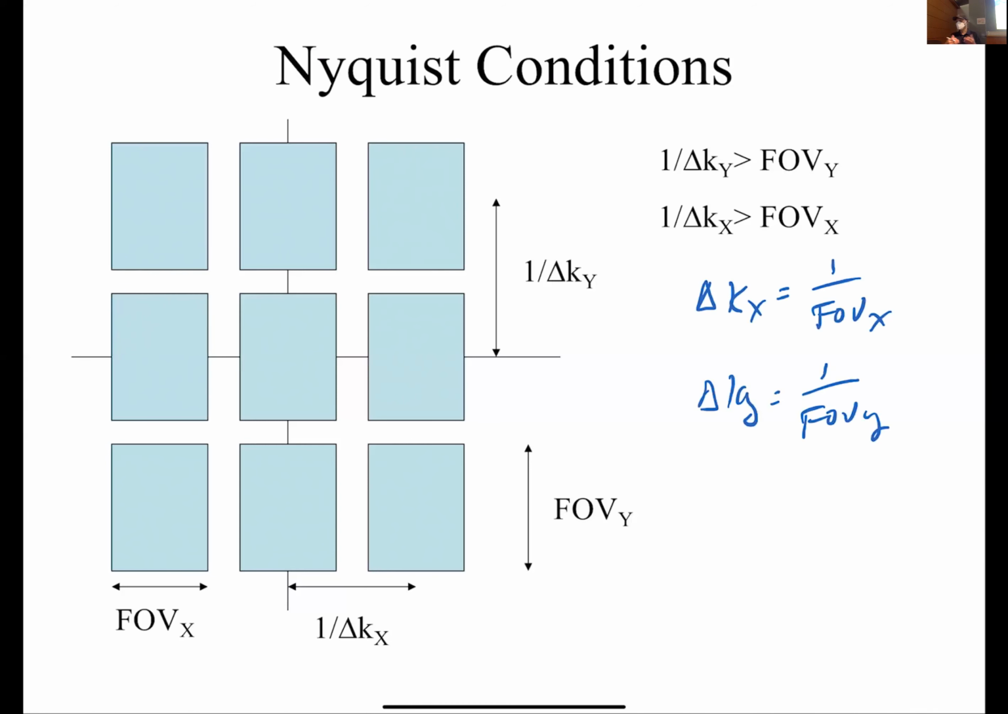On the pre-lecture quiz, I think most people got that. If you're given the field of view, which is the size of the object, delta K is just 1 over that, and vice versa. So that's a fairly straightforward computation to make.